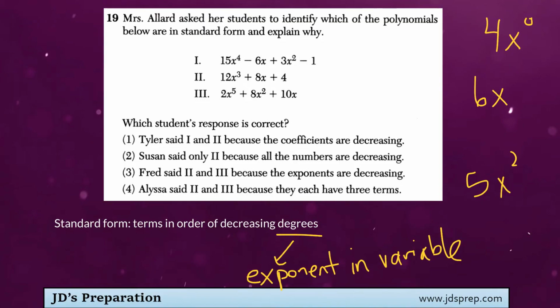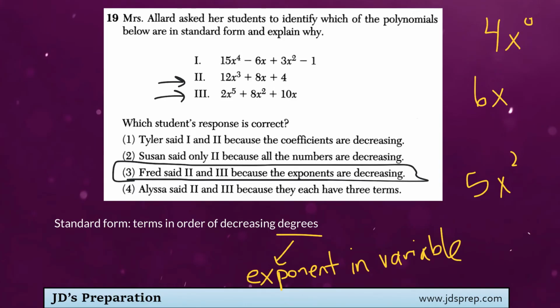And it looks like Fred is the correct one. He's saying that the second and third polynomials are correct because the exponents are decreasing. We can see that's the case here. It goes from 3 to 1 to 0, and the third polynomial goes from 5 to 2 to 1.